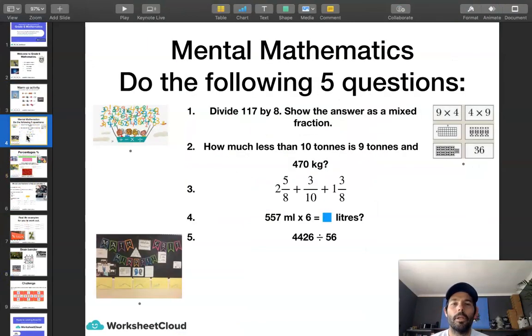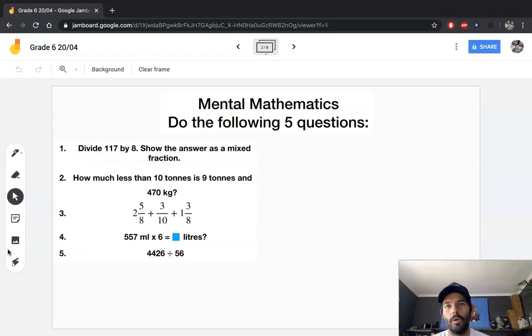Okay, your mental arithmetic questions for today are a division sum at the top, but show me the answer as a mixed fraction. How much less than 10 tons is 9 tons and 470 kilograms? There's a fraction addition sum for you to do, some multiplication, and don't forget to convert into liters for question number 4, and then a long division sum for question number 5. And I'd encourage you to try and calculate question number 5 through multiplication. Okay, off you go. Okay, cool guys, well done for working through that.